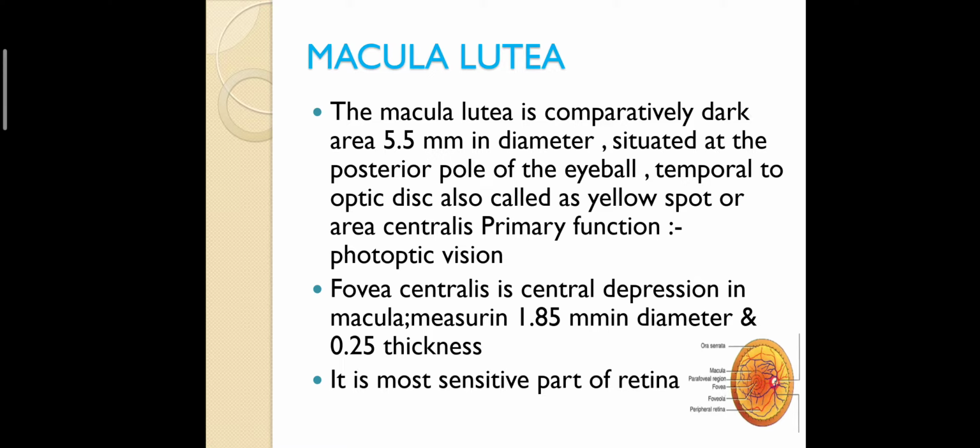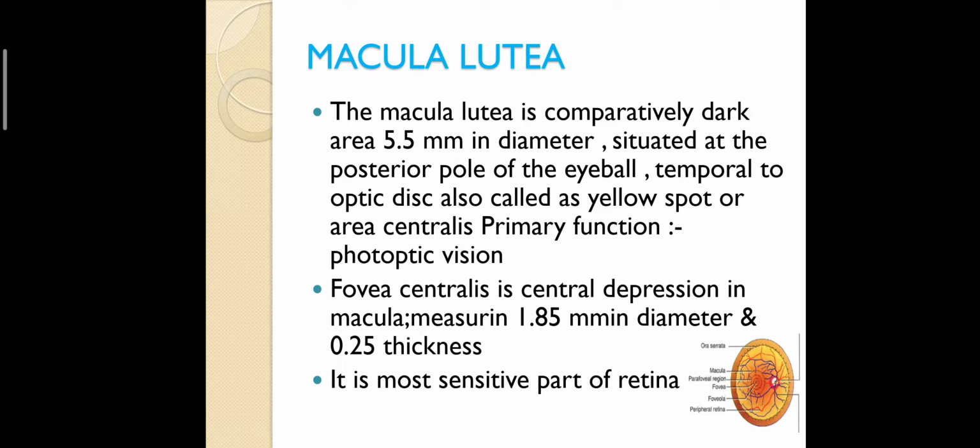It is situated in the posterior pole of the eyeball, temporal to the disc, not nasal to the disc. The macula is located temporal to the disc, and it is also called the yellow spot. I'll explain why it is called the yellow spot. The primary function of the macula is photopic vision, that is vision in bright light or daylight.